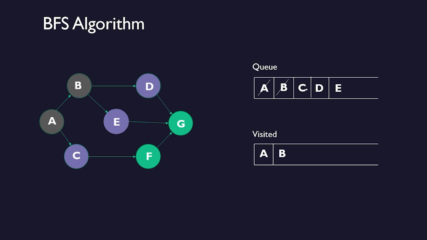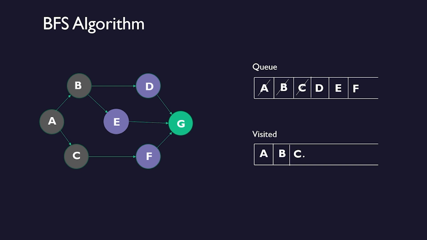Now the next element in my queue is C. So I'm going to be removing C, keeping it aside, checking what node C is connected to. In this case, it is F. So I'm going to be adding F onto my queue. Then I'm going to be adding C onto my visited.